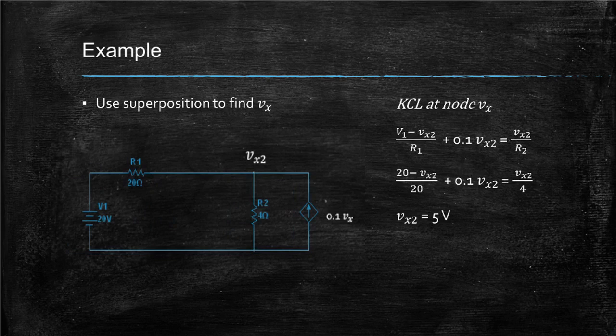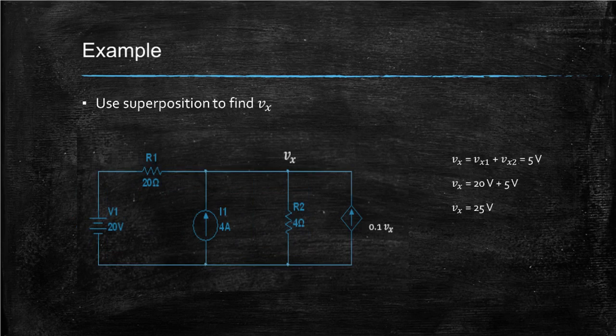Now we can find the node voltage Vx2. The node voltage equals 5 volts. With Vx1 and Vx2, we can find Vx by adding them together. Vx equals 25 volts. With that comes an end to the lesson.